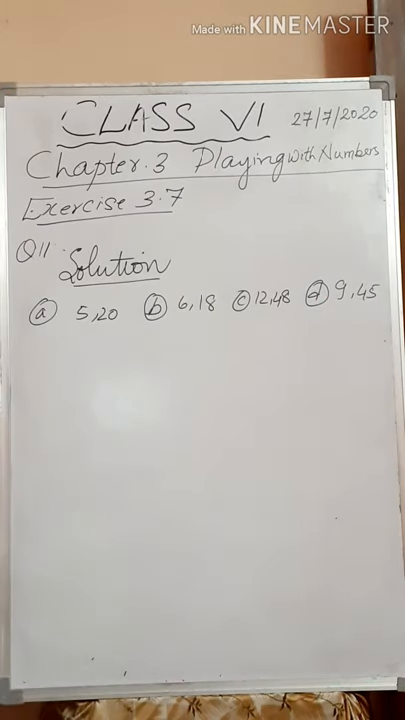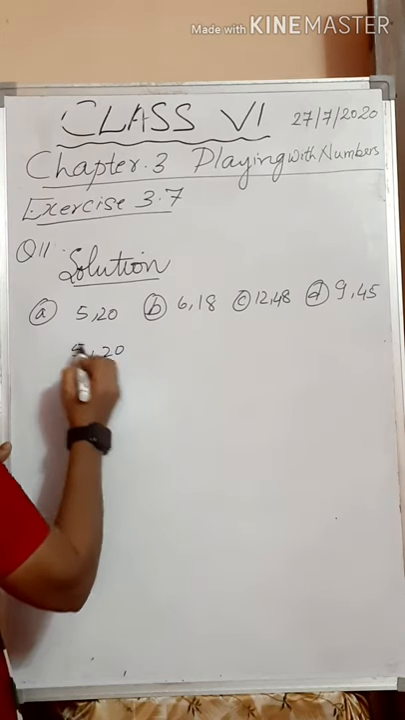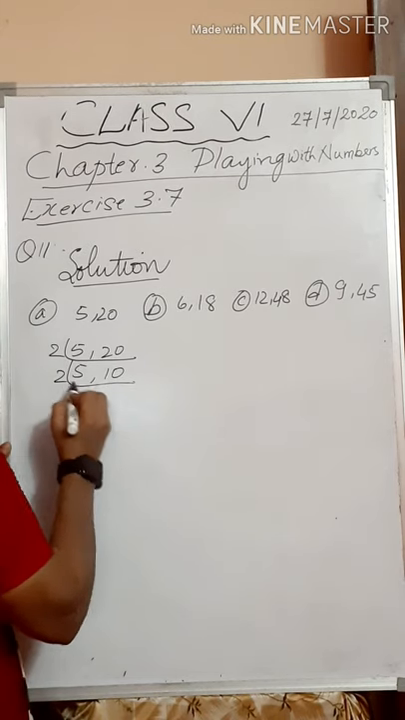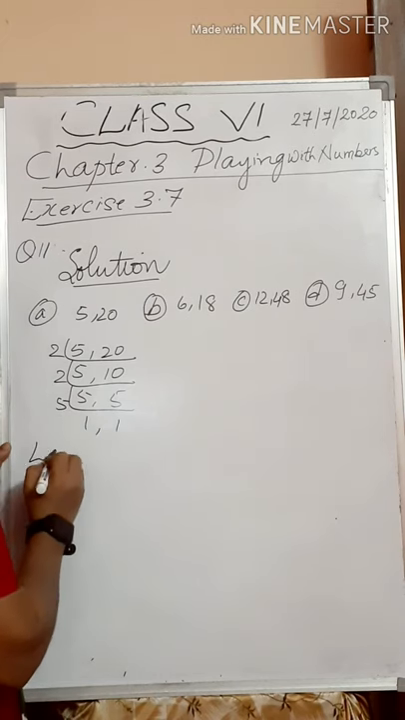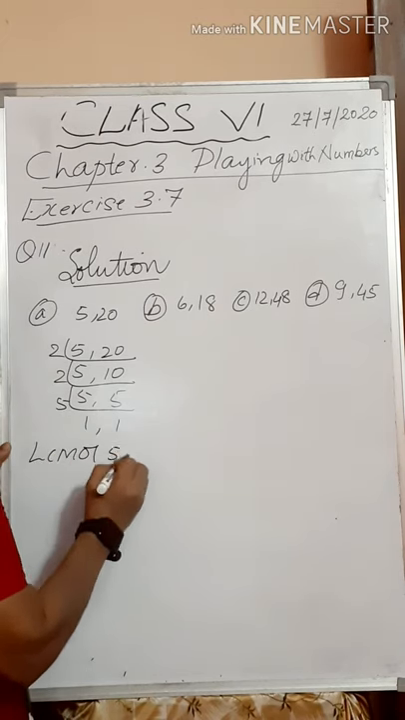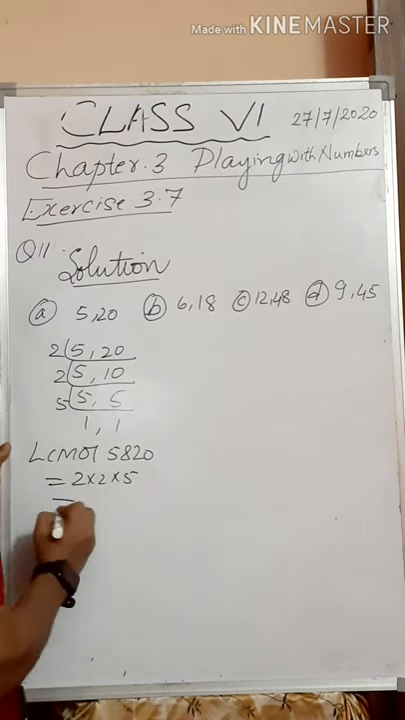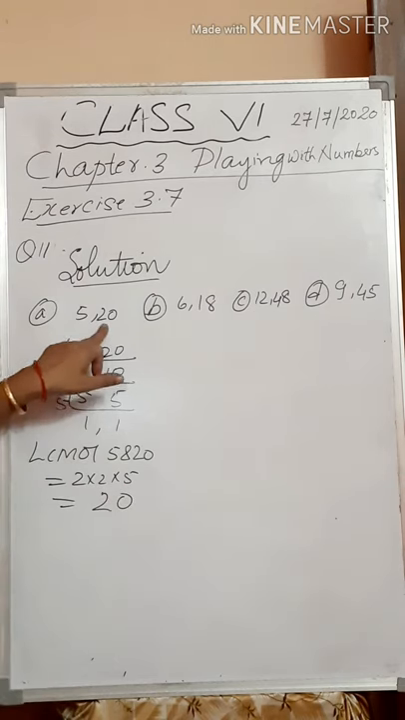Find the LCM of the following numbers in which one number is the factor of the other. Children, if one number is the factor of the other, then the biggest one is the LCM. We will check it. 5 and 20, we are going to find out the LCM. 2, 5, 10, then 2, 5, 5, again 5, we get 1, 1. LCM of 5 and 20 is equal to 2 into 2 into 5 is equal to 20. 5 is a factor of 20, therefore the LCM is the biggest number.